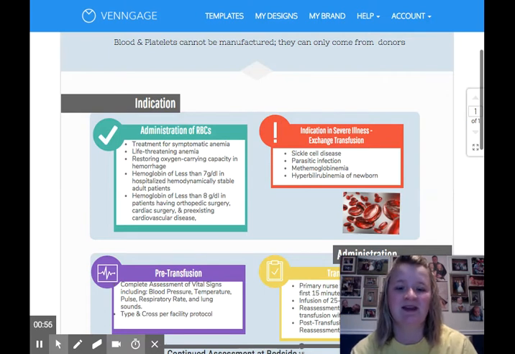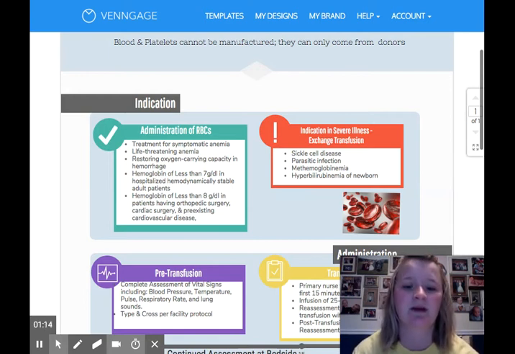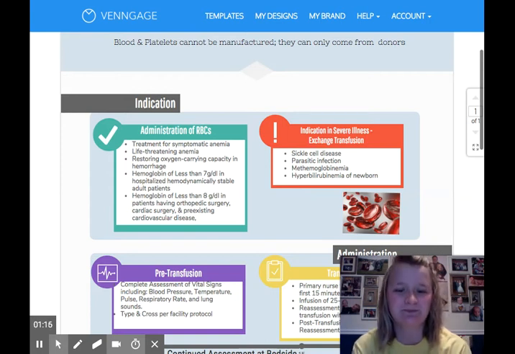While these specific cases call for giving red blood cells, some call for exchanging the blood. These instances include specific cases such as sickle cell disease, parasitic infections, and hyperbilirubinemia of a newborn. In these instances, blood is removed from the patient and replaced with donor blood in order to create homeostasis.